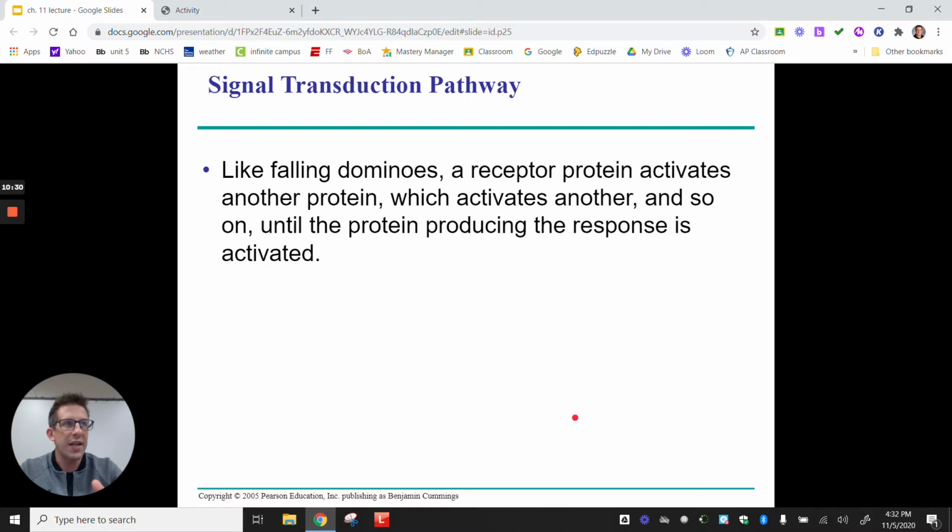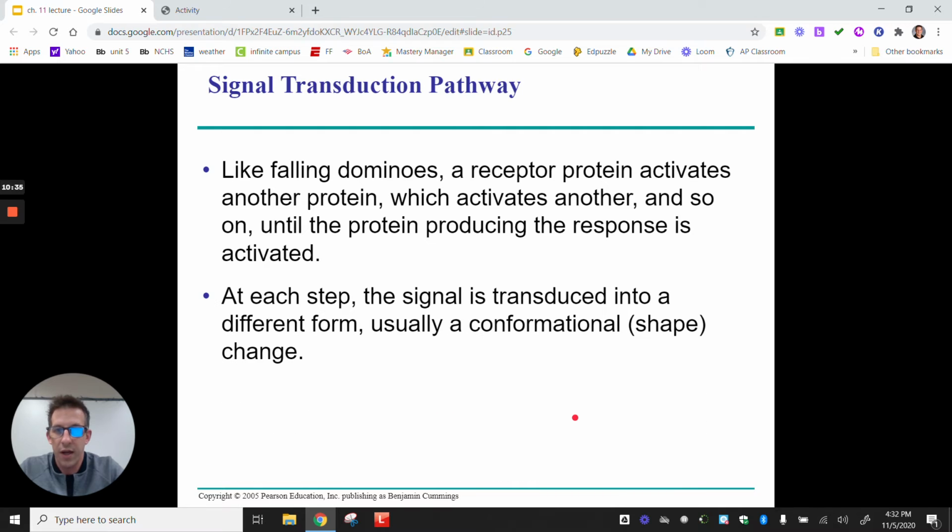Okay? So this idea of sequential activation that I've already discussed becomes vitally important to understand. So at each step, the signal is transduced into a different form. And usually this form is in the form of a shape change. Okay? And so when we see some of the diagrams coming up here, I want you to be aware of this, that every time you notice a new protein has been activated in the pathway, that means that the protein has changed shape, and it has picked up a little glowing yellow aura. If you guys remember how important those things are.